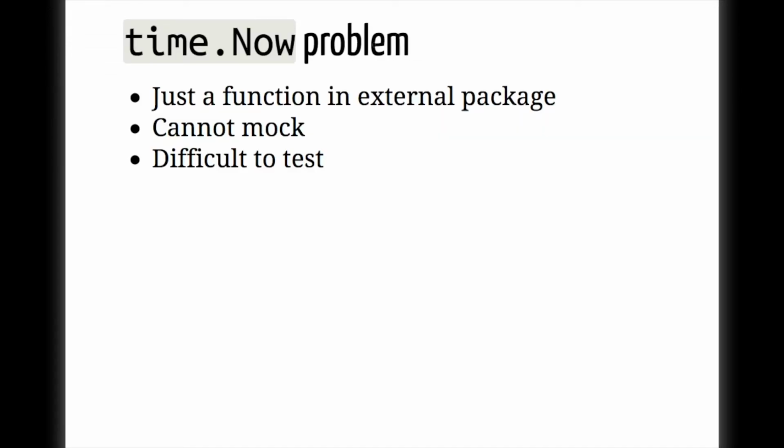So I called it the time now problem because it's a function that I come across most commonly. What's the problem? The problem is just the function in the external package. We cannot mock it because it's a function. If it were a function that was assigned to a variable, we could simply replace that, despite it not being an elegant way to do testing.